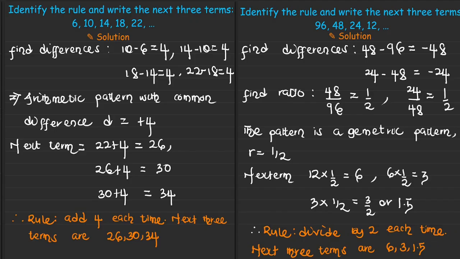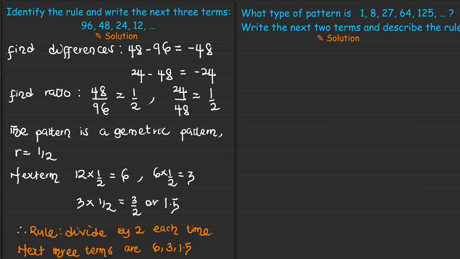Let's look at our third question. Our next question here says, what type of pattern is this? We have 1, 8, 27, 64, and then 125. Then we have to write the next two terms and describe the rule. So for now, the basic types of patterns we know are the arithmetic and then the geometric. So for arithmetic, we need to check the difference. So let's start by checking the difference.